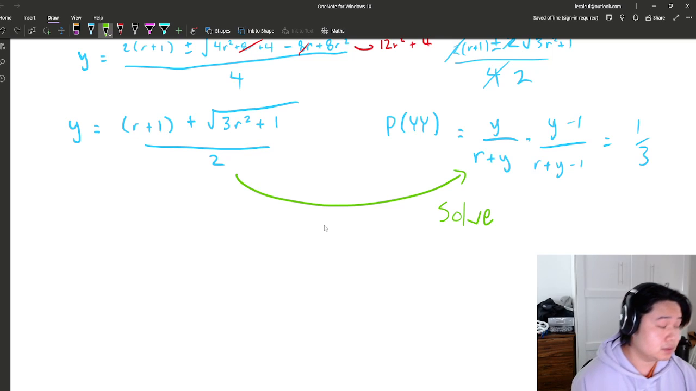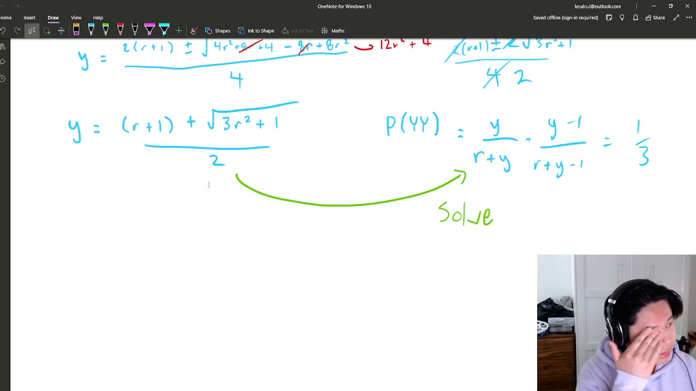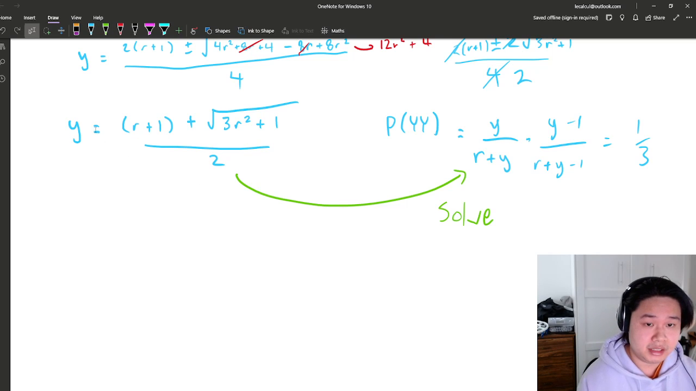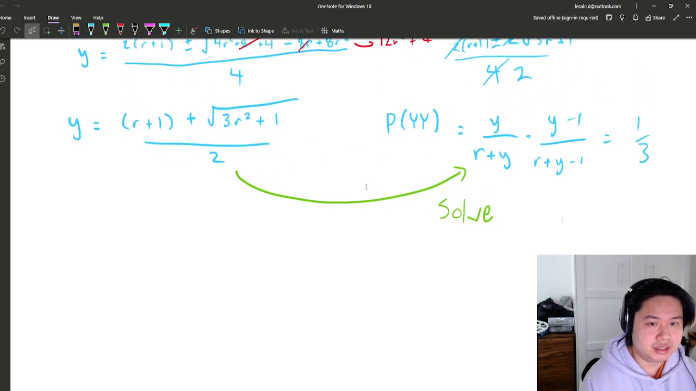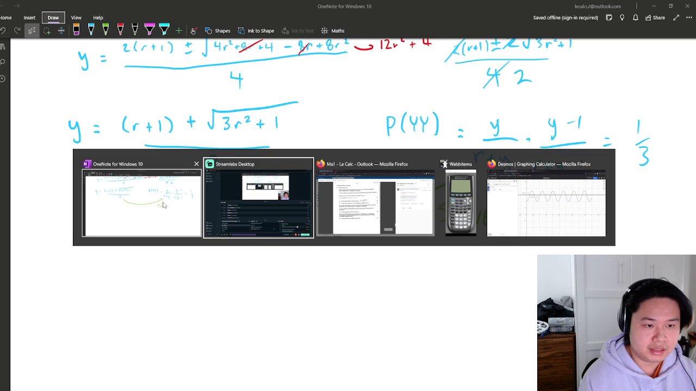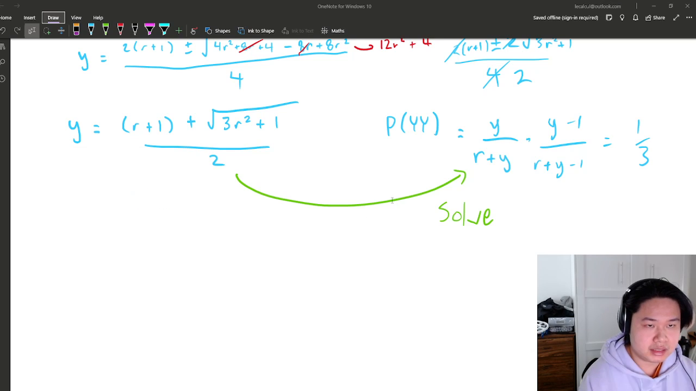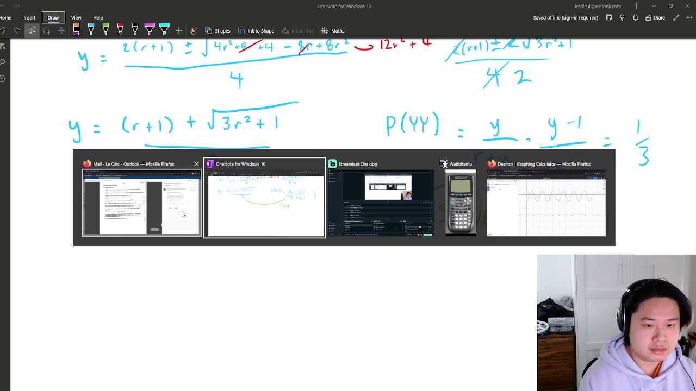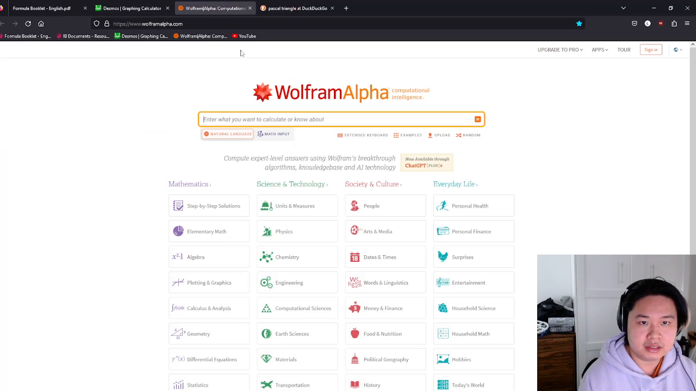That's really gross. But luckily, you can just use an equation solver, right? So put these in right here, equal to 1/3, solve the equation. Okay. Not gonna lie, that's kind of disgusting. So I am going to go to Wolfram.